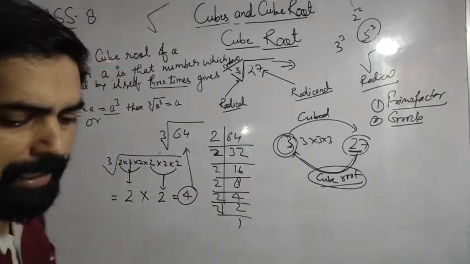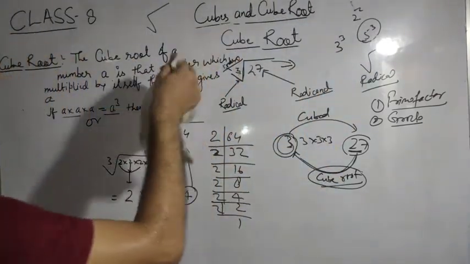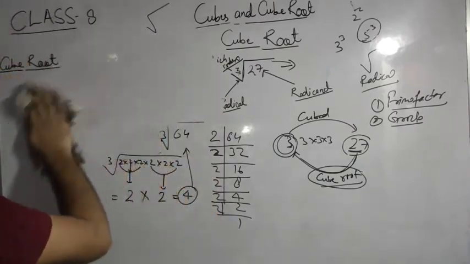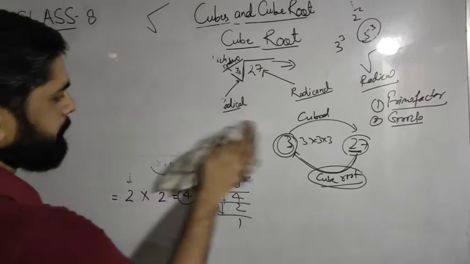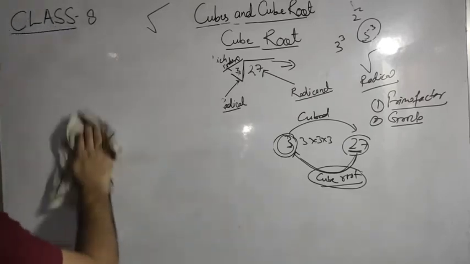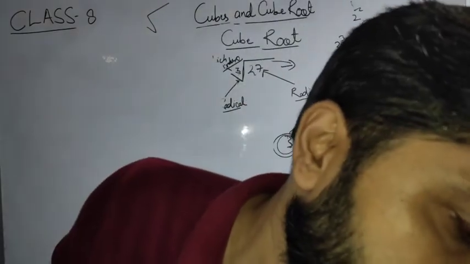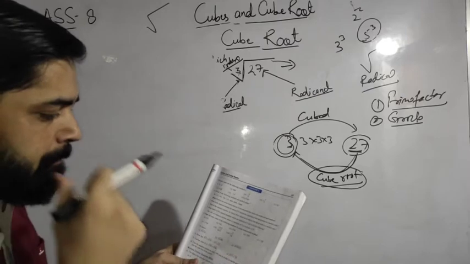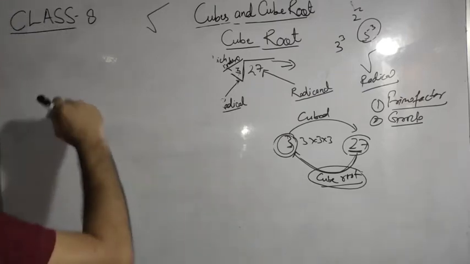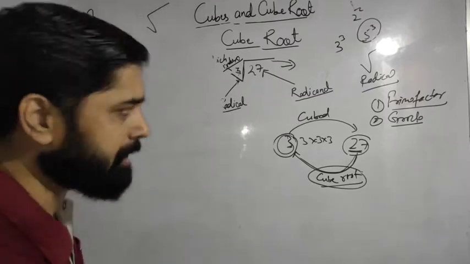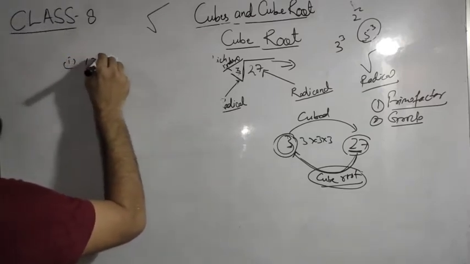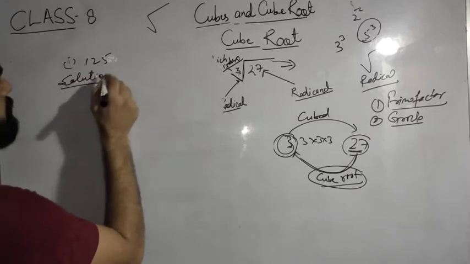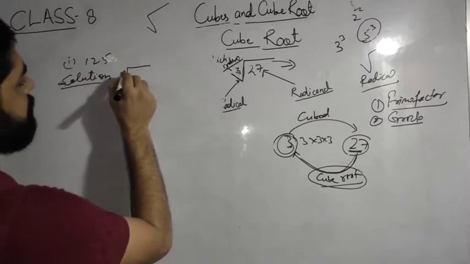Now let's take another example, from exercise 4. The first question is to find the cube root of the following numbers by the prime factorization method. The first is 125, and you know very well how we can find it. This is very easy. So how can we find the solution? The cube root of 125.